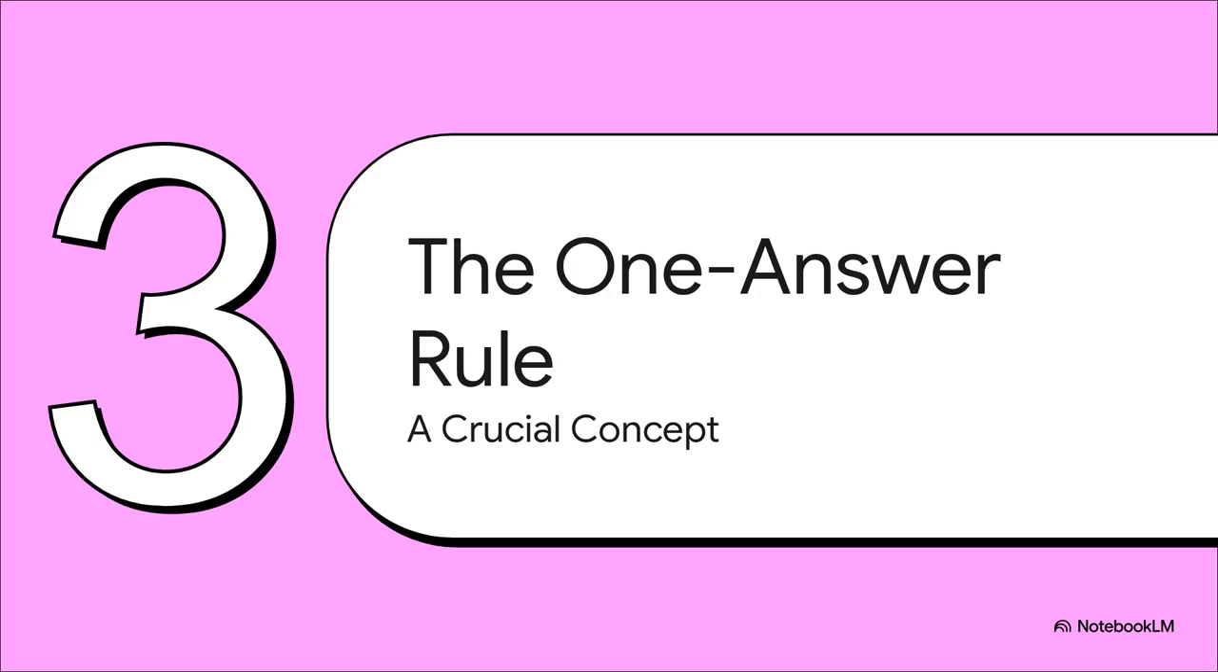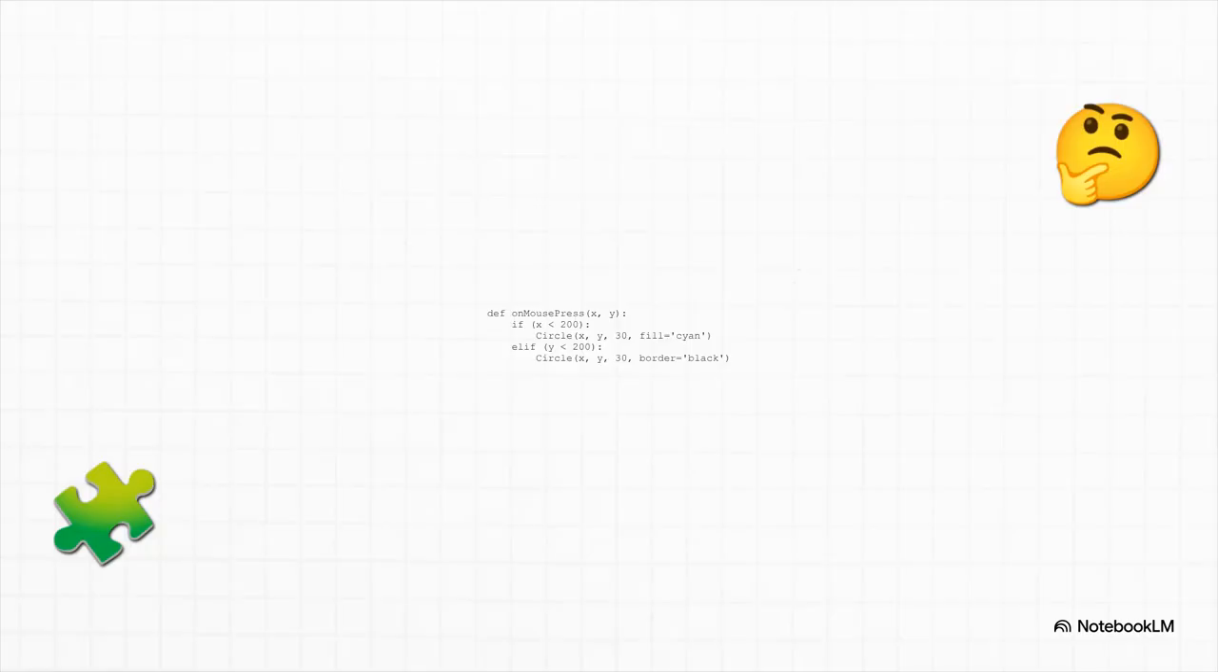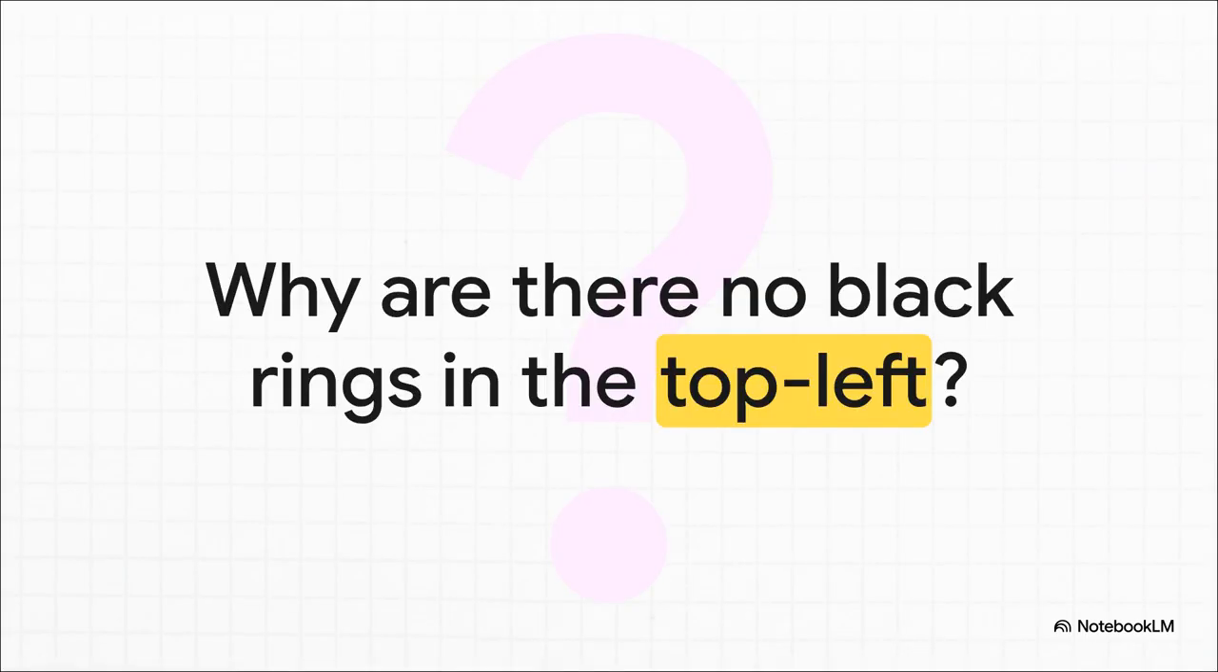I like to call it the one answer rule. So have a look at this code here. It's a little different. The first test checks if our click is on the left side of the screen. The second test, the elif, checks if our click is on the top half. Seems straightforward enough, but this actually creates a really interesting little puzzle. So when you run this code, you see cyan circles on the left and black bordered circles only in the top right corner. But wait a second. The top left corner is also in the top half of the screen, right? So the y less than 200 condition should be true there. Why aren't we getting black rings there too?